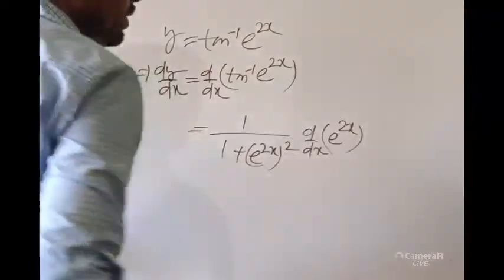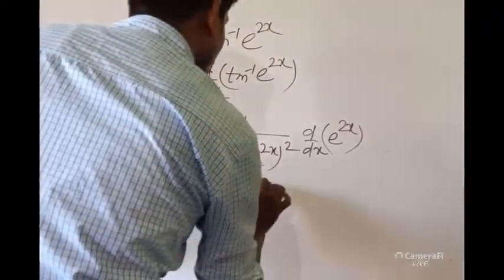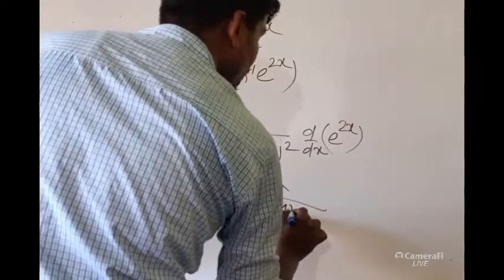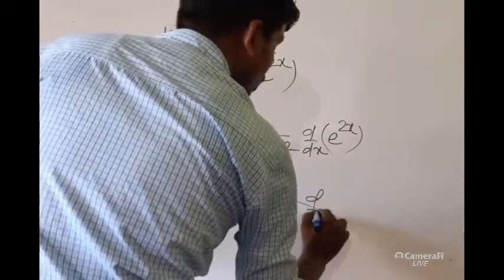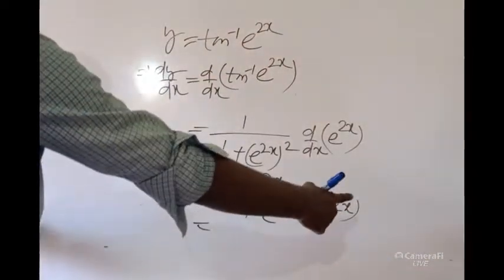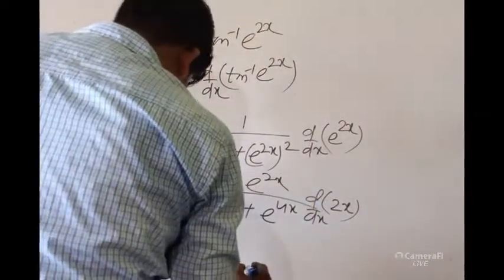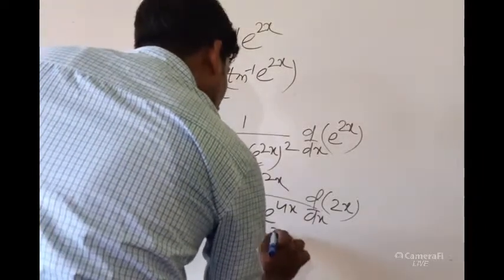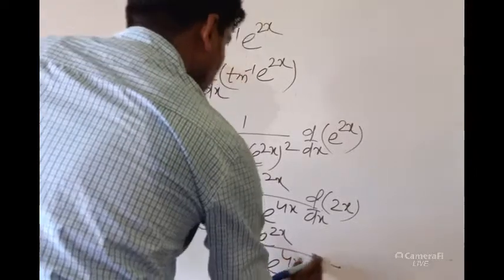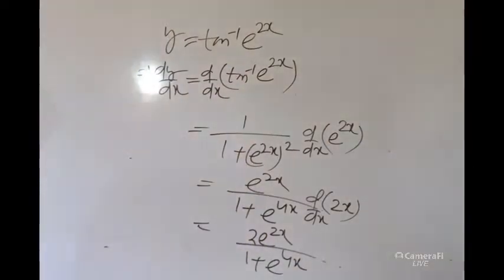Then the derivative of e to the power 2x is e to the power 2x, divided by 1 plus e to the power 4x, and derivative of here only 2x. Okay, then derivative of 2x equal 2. Then 2 e to the power 2x divided by 1 plus e to the power 4x. Okay, this is the answer. Is it clear?